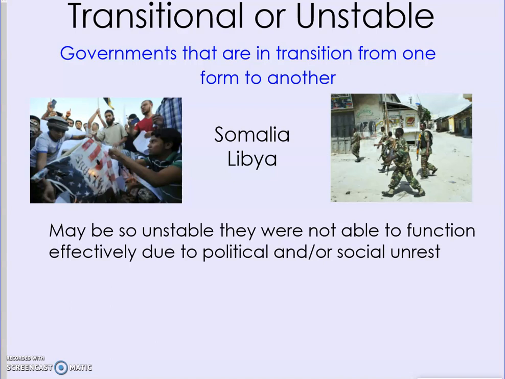And your book talks about that a little bit. We have some historical examples. If we look at Somalia, we look at Libya. When we talked about 2011, the political overthrow of Gaddafi, the Arab Spring, that kind of political and social uprising can leave certain governments unstable during that time. And that's not necessarily as effective or as productive as some of the other forms of government that we talked about.